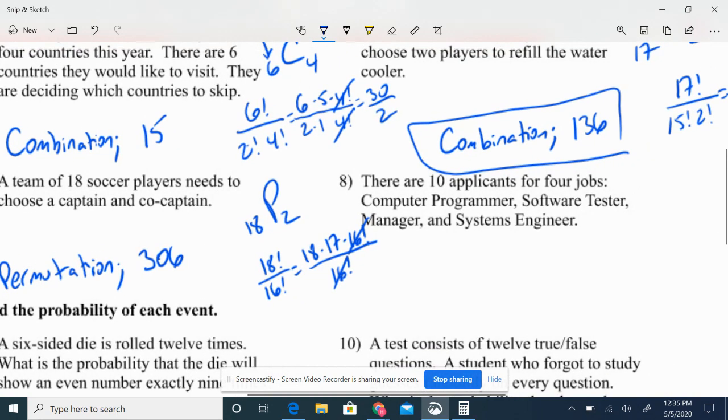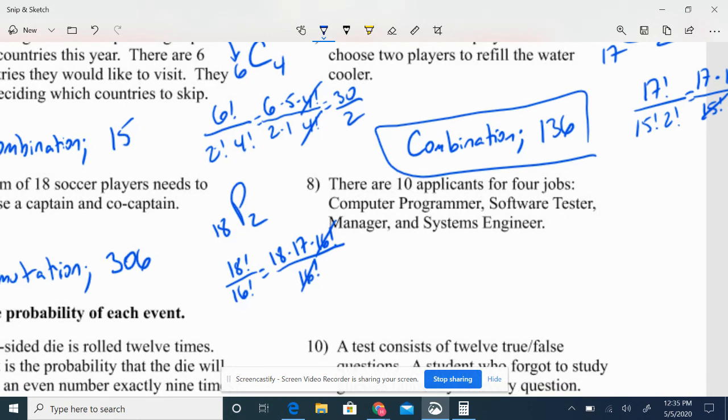Now, for number 8, there are 10 applicants for 4 jobs: computer programmer, software tester, manager, and systems engineer. Basically, there's 10 people, and there's 4 different positions I have to choose them for, 4 different jobs. So in this case, I'm doing permutation.